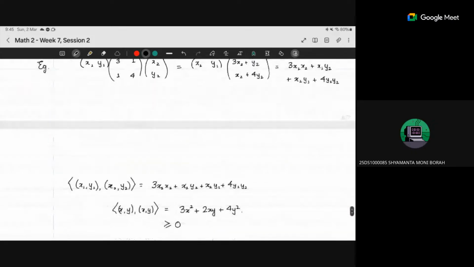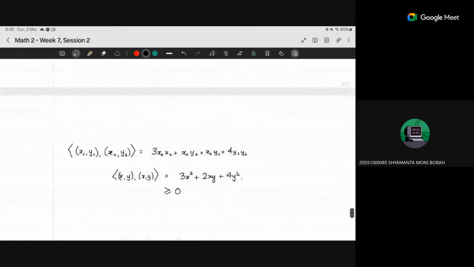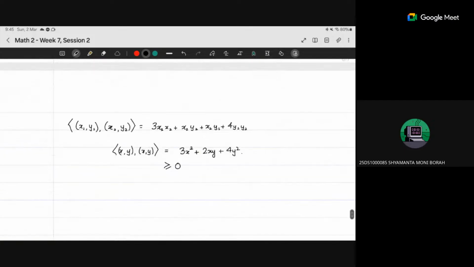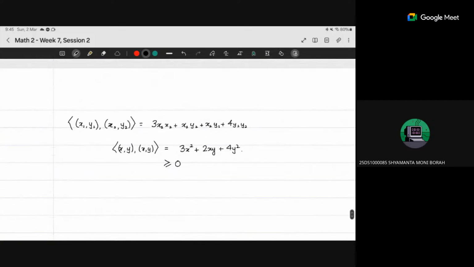Symmetry is obvious. And then there is bilinearity. Bilinearity also you can check. Bilinearity is easy. Maybe the only thing to check carefully is the positive definiteness part. It is greater than 0 because the product xy will always be less than the other two sums. That is what you have to somehow prove.